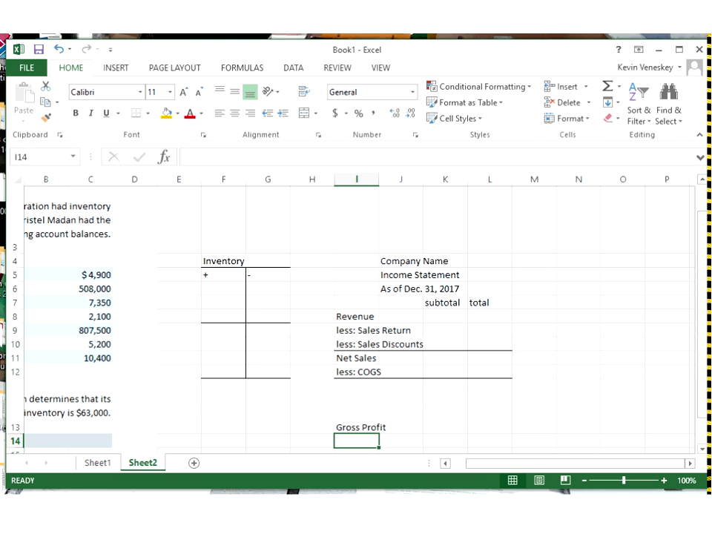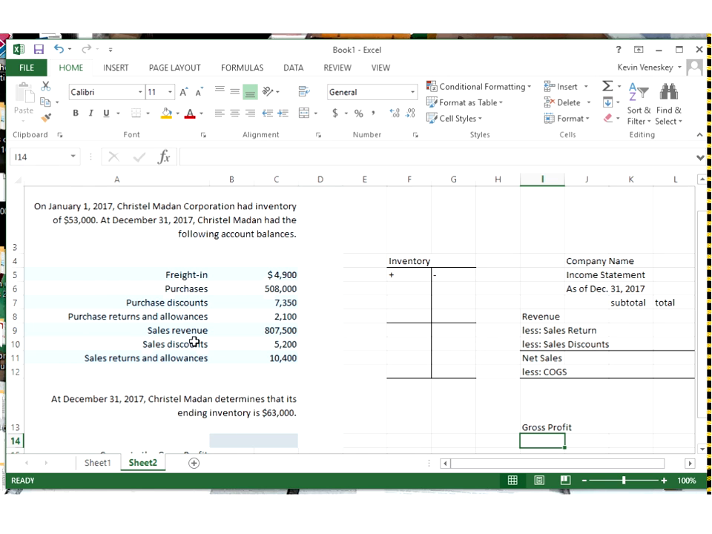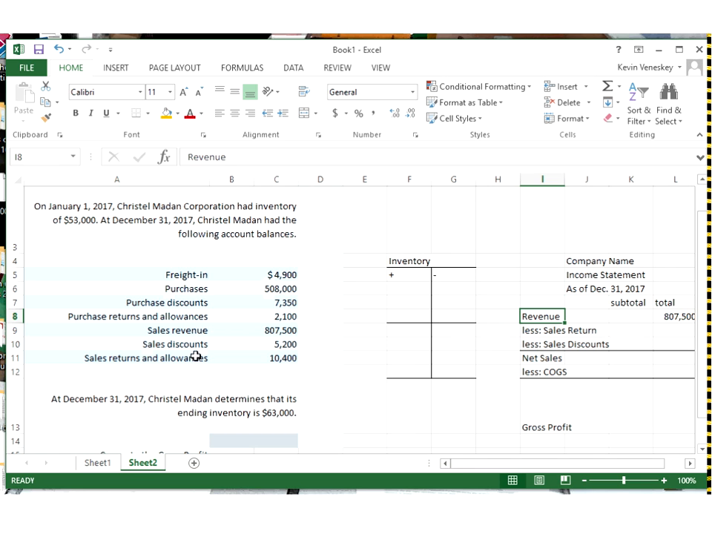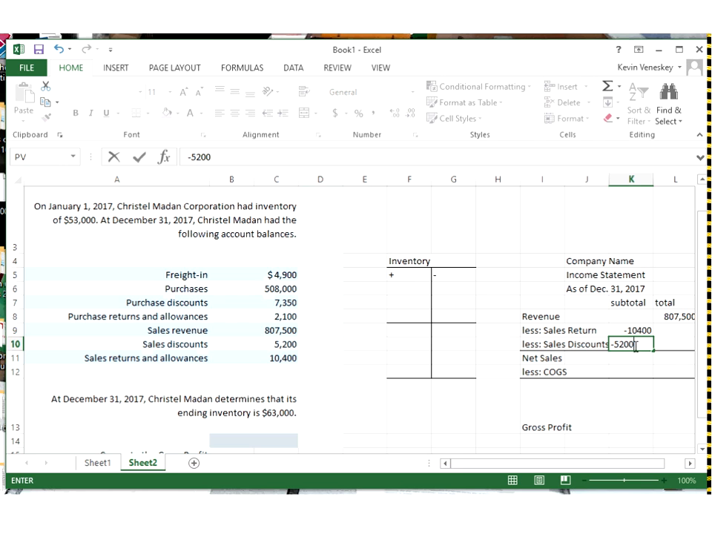Well, we can begin to start the top section of the income statement just with what they've given us in this problem. They've given us our sale revenue of $8,075. They've also given us our sales return and our sales discounts. Our sales returns are $10,400. I'm going to put these in as a negative just to help remind me that that's what's going on. The less does take care of that, but this helps just reinforce that idea for me. So we have the two discounts and returns.